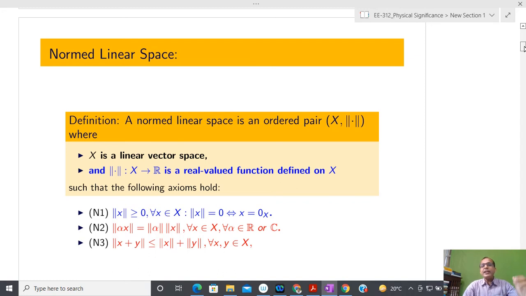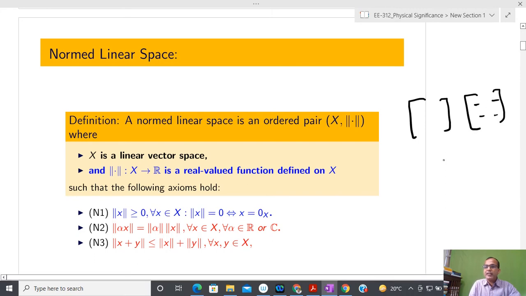Another way is to define it independently, not driven from the inner product. We just have to make sure that three properties hold. Here I have written the three properties again. The first is called positivity. Whenever I have some vector, which might be a column vector, or might be in the form of matrices or functions or a combination of those, we have to make sure that its norm is always positive.